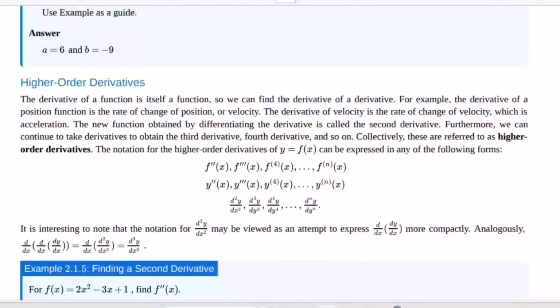Let me request you to find the first derivative of this function, f of x, which is equal to 2x squared minus 3x plus 1. Find the first derivative using that formula. This is what I'm interested in. I'm not interested in the derivative. I'm interested in you using that definition to find the derivative.